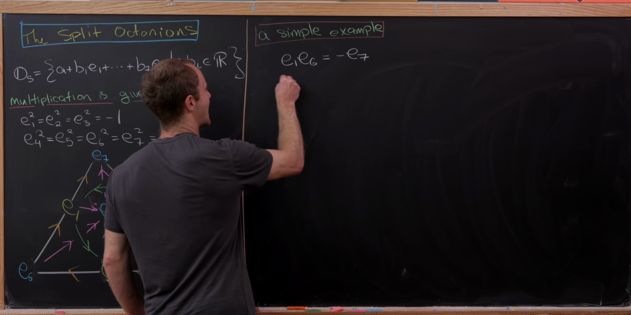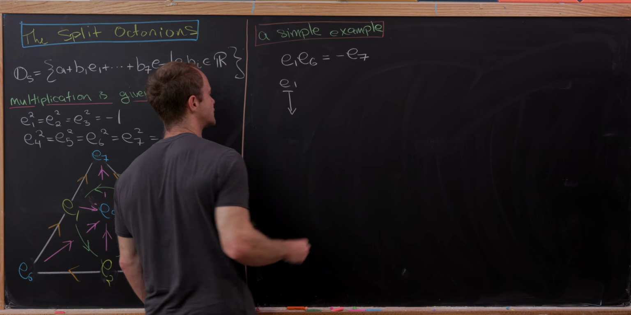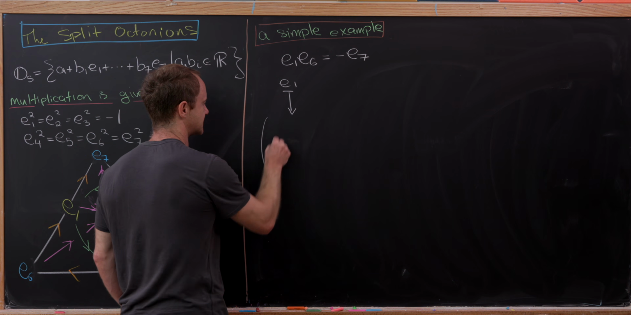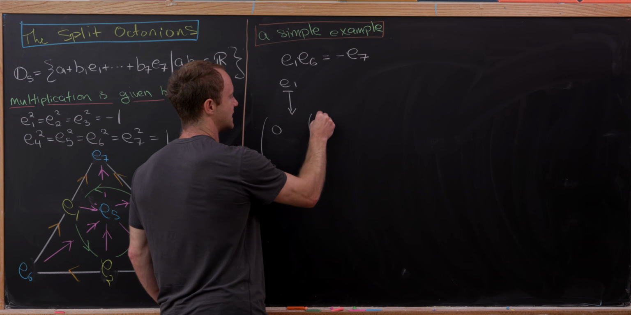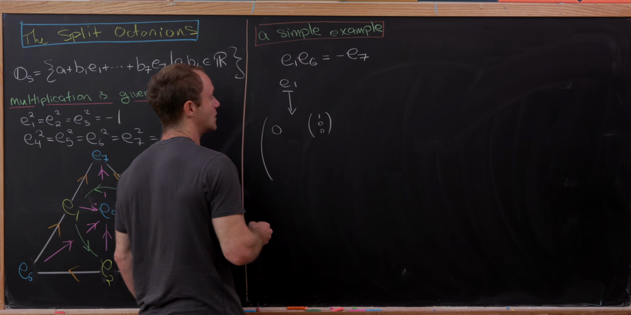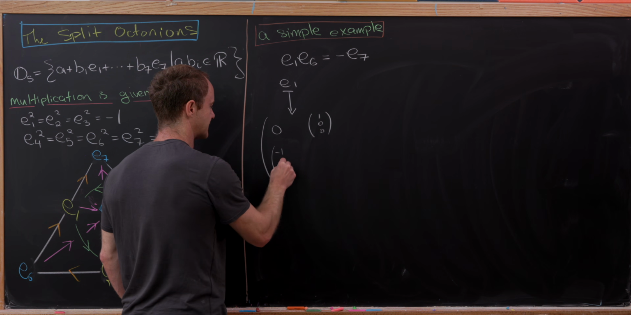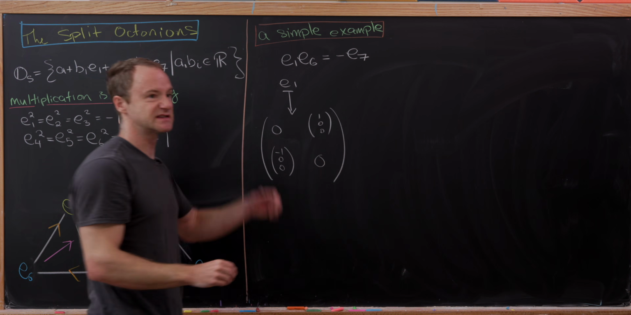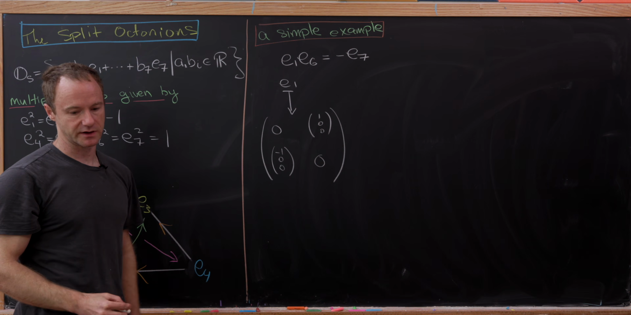But now let's map E1 into that matrix vector representation. So that's going to be mapped like this. We'll have 0, and then here we'll have the vector 1, 0, 0. Down here the vector -1, 0, 0. And here the scalar 0. So that's based off of that map that we had earlier.